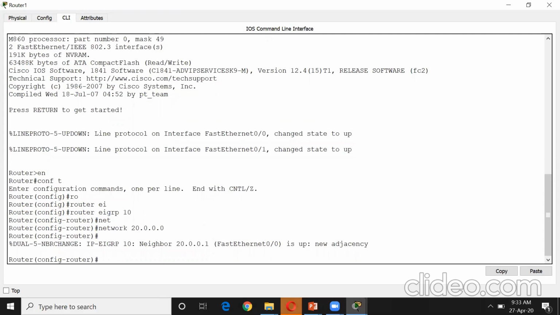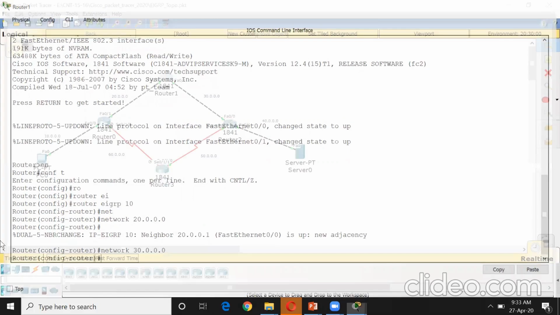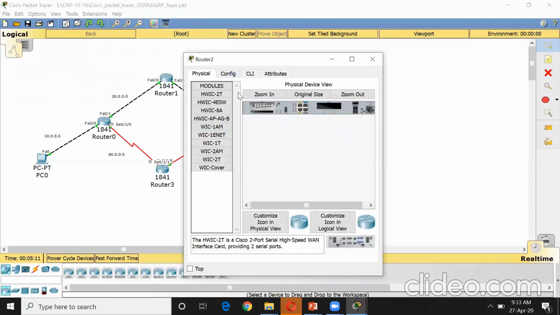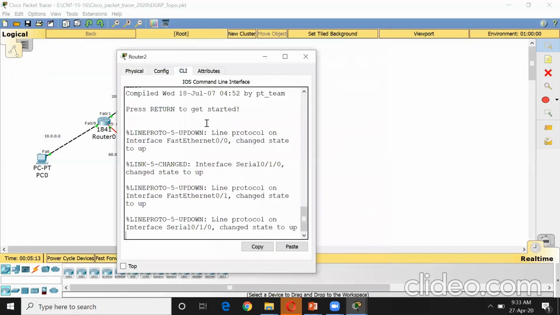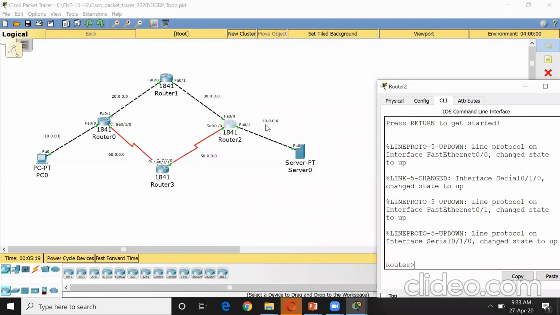Again, the next network, that was 30, that we need to add. So 20, 30, right? So this router is configured. 20 and 30 networks have been added. Now the next router, CLI. So check first which networks are directly connected: 30, 40 and 50.